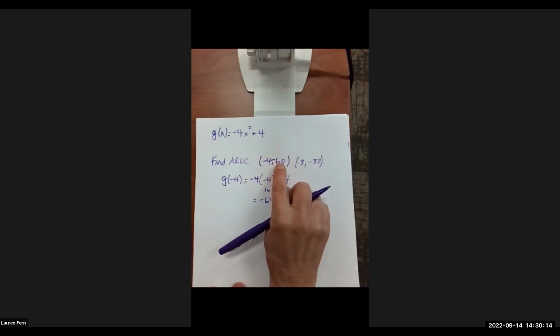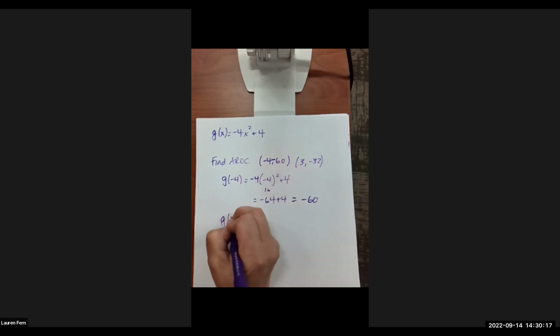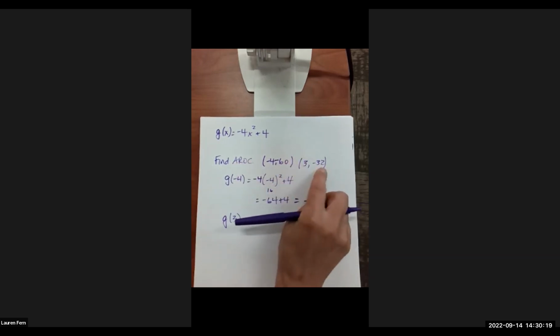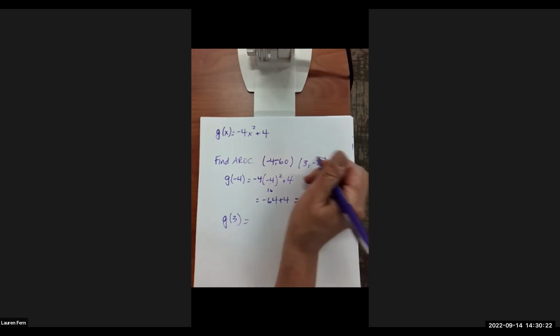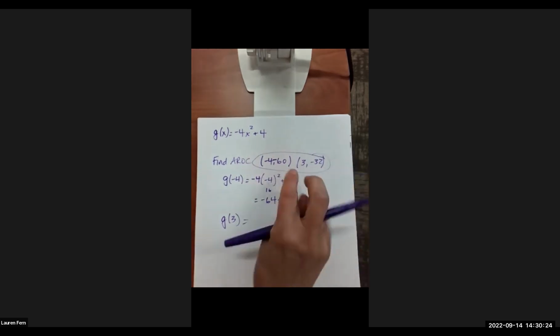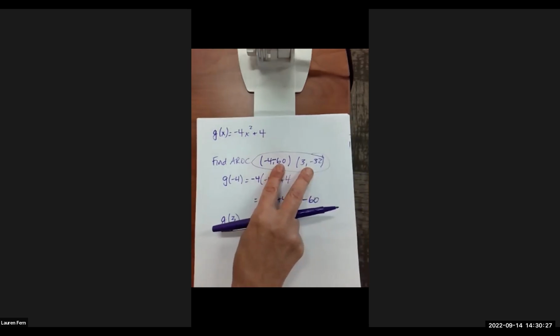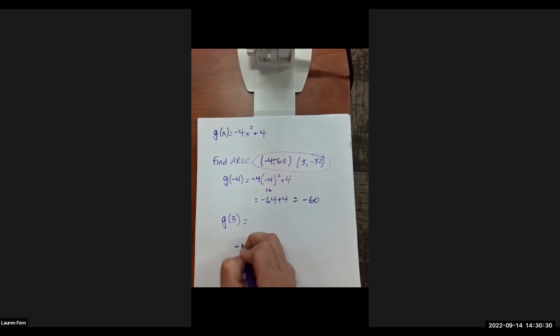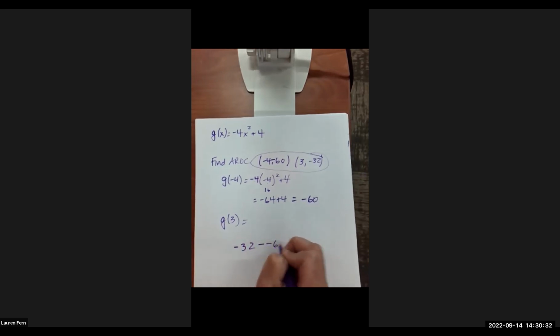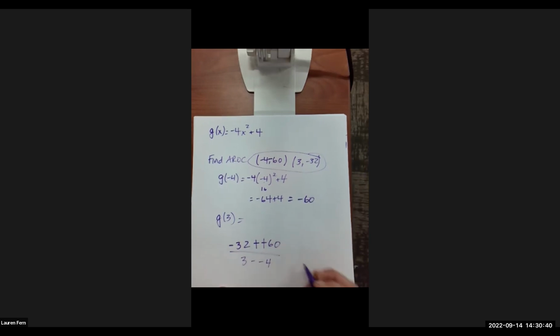We already have that. Notice we could compute g of 3, but we're going to get -32 out. So literally all we're going to do here is find the slope of the line containing these points. So I'm going to have -32 minus a -60 over 3 minus a -4. Minus a negative is plus a positive. What do we get in our numerator? 28. Minus a negative plus a positive. So we get 4.